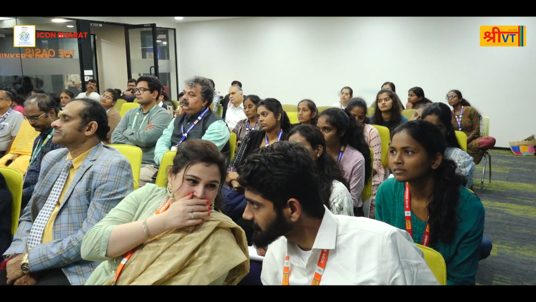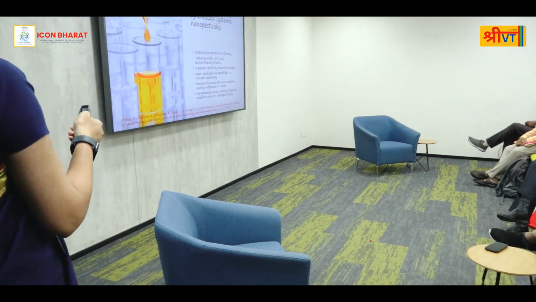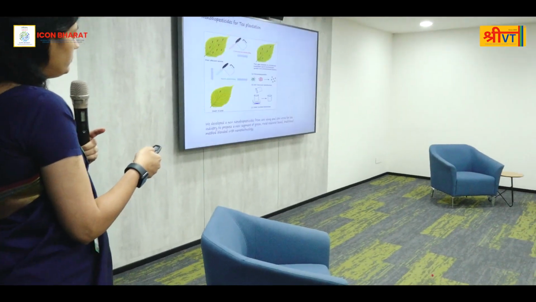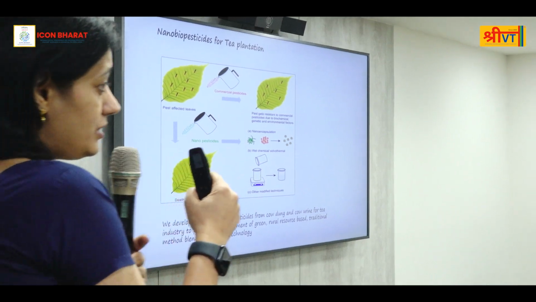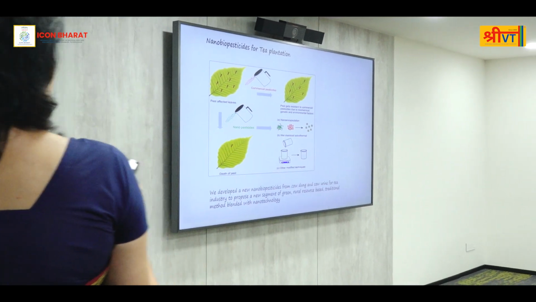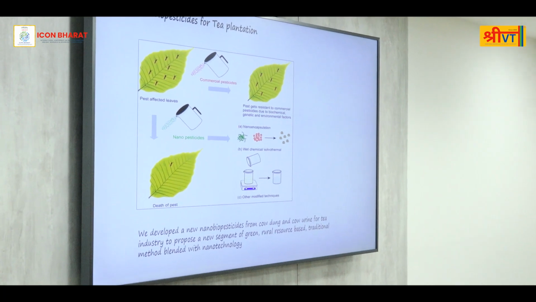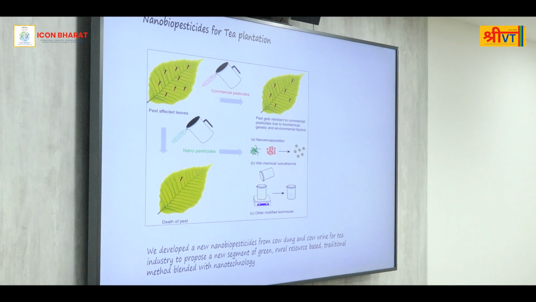Now, we developed the nanoparticles, but then we chose something because, as I said, I wanted to blend the most traditional, rural and low-cost resource available with modern high-tech nanotechnology in tea production. So we decided to make nanoparticles, but we chose cow dung and cow urine as our base material. The reason was we always thought that this is a good soil conditioner. It was available to the farmer at a low price.